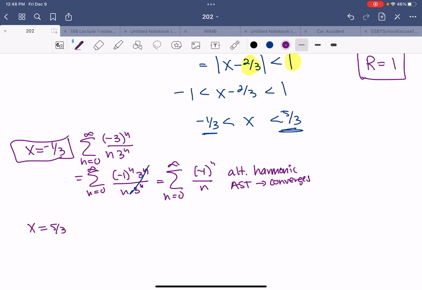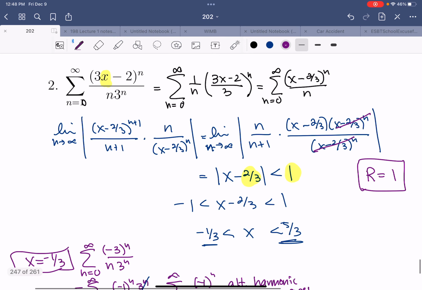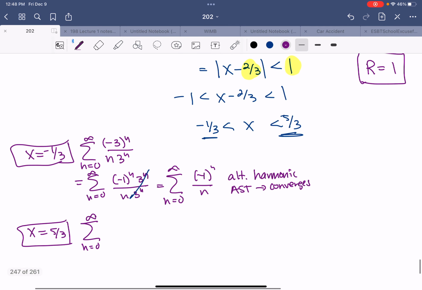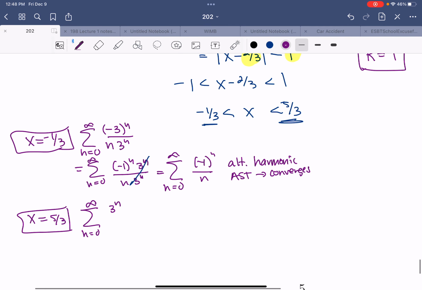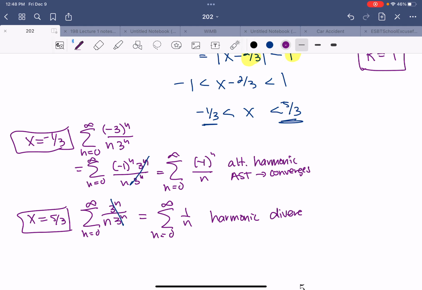But for 5/3, when I plug in 5/3 into that x up above, 5/3 times 3 is 5. 5 minus 2 is 3. So we get 3^n over n·3^n. My 3^n's will cancel out, and I'm left with the series from n = 0 to infinity of 1 over n, which we know is harmonic and diverges.